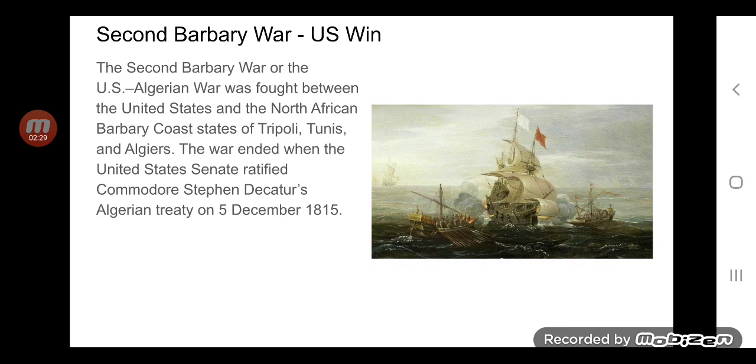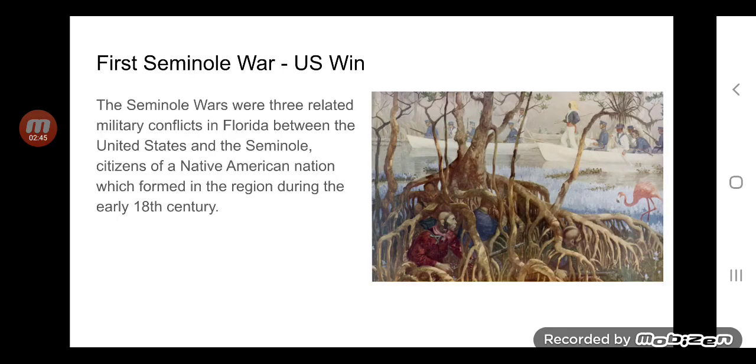The Second Barbary War, or the U.S.-Algerian War, was fought between the U.S. and North African Barbary Coast states of Tripoli, Tunis, and Algiers. The war ended when the U.S. Senate ratified Commander Stephen Decatur's Algerian Treaty on December 5, 1815.